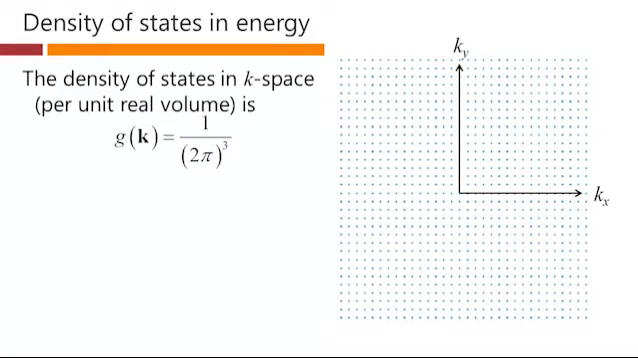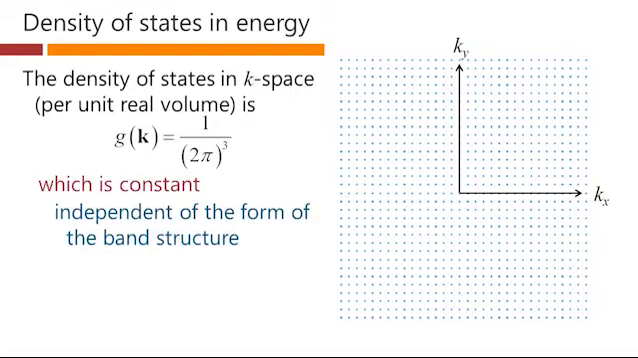We remember from our previous work that the density of states in K space per unit real volume is just a constant. It's 1 over 2 pi all cubed. And this is independent of the form of the band structure. It's independent of the form, at least, of our cubic crystals here.